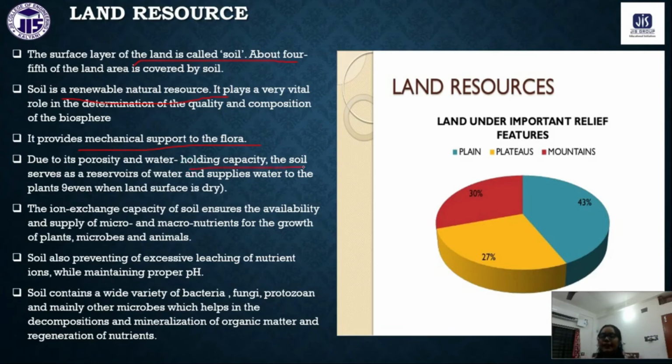Okay, so that is why the soil can hold the water, and the water can pass through these layers and can be collected as groundwater. And the ionization capacity of the soil ensures the availability and supply of micro and macronutrients for the plants also. Exactly. So what will happen?